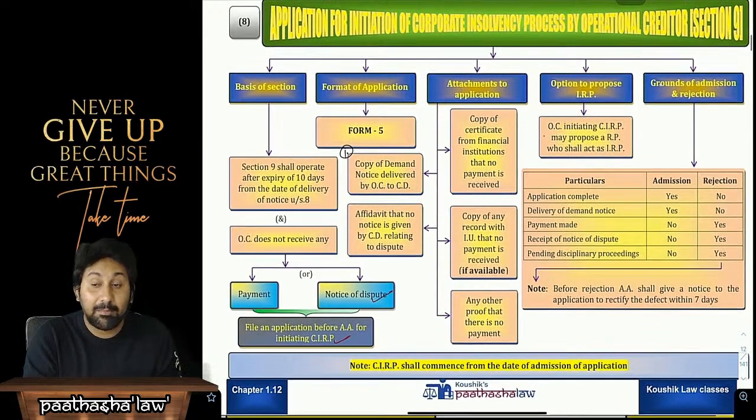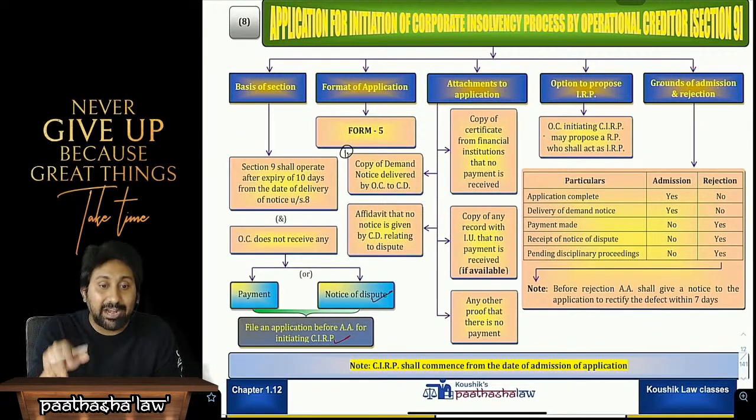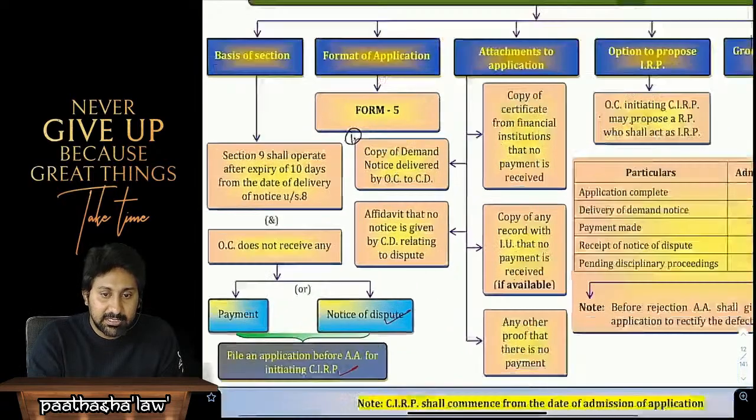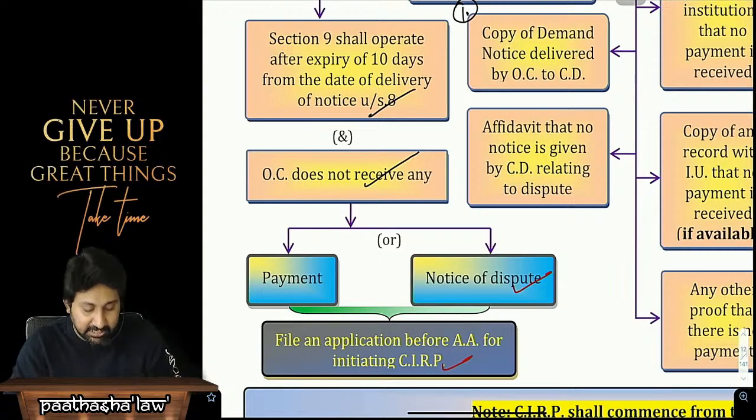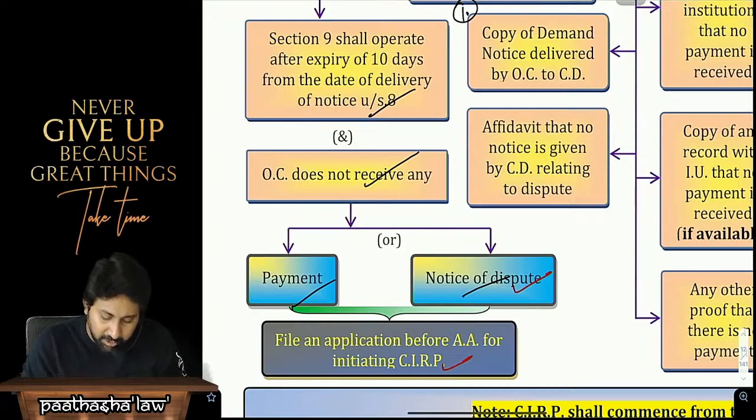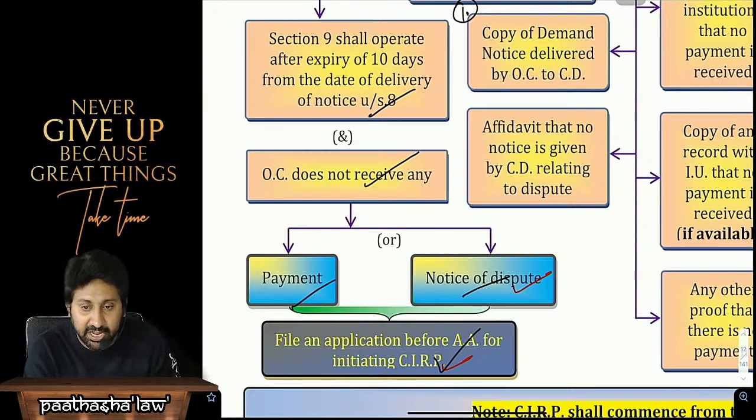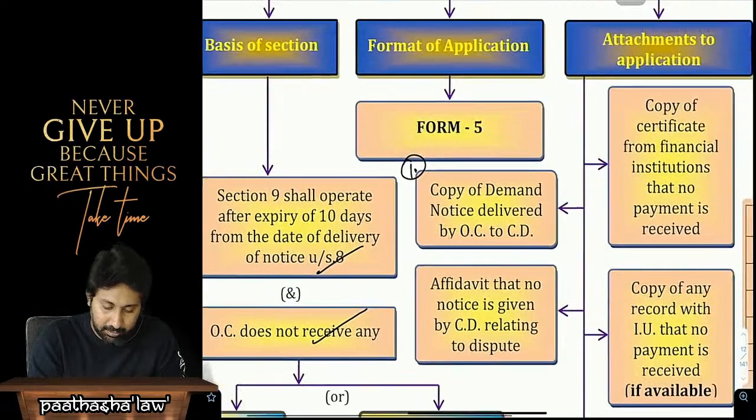Section 9 can't come directly without 8. That is my meaning. Section 9 will operate after expiry of 10 days from the date of delivery of notice under section 8, if the operational creditor does not receive any payment or notice of a dispute, and then he will file an application before the AA for initiating CIRP. Next.